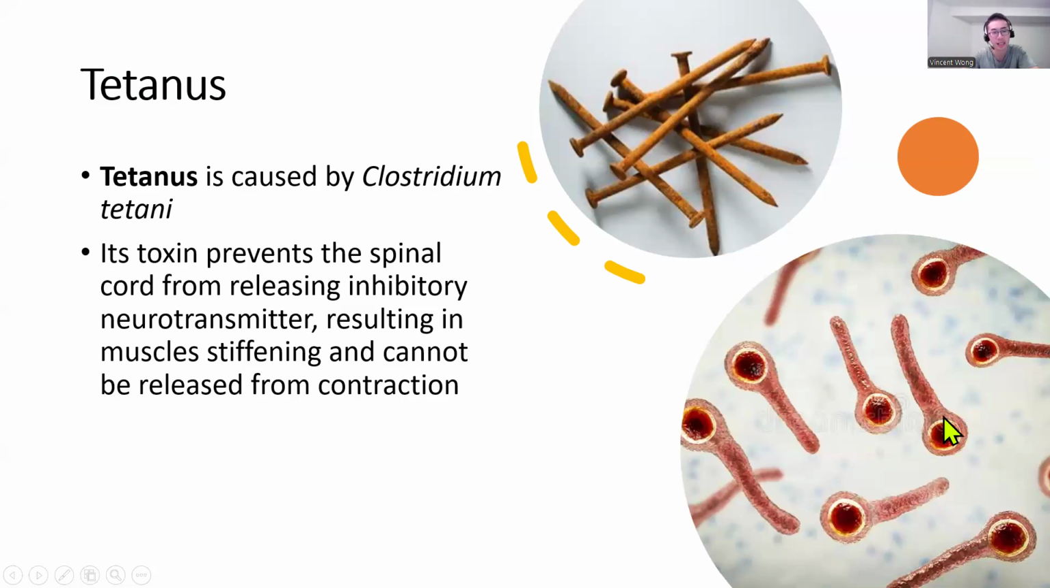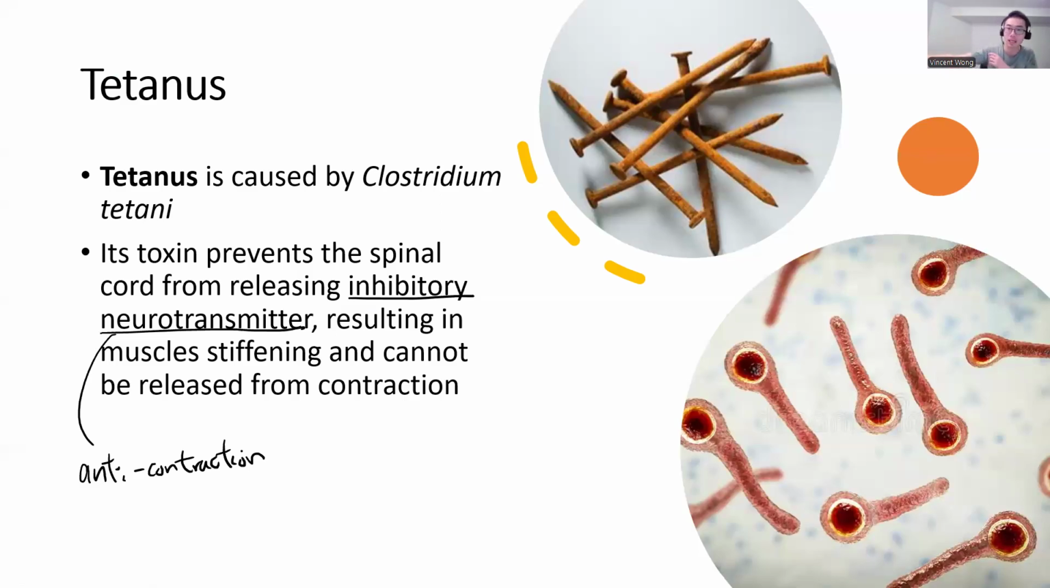These are bacteria, okay? They're not viruses. And in this case, the tetanus toxin prevents the spinal cord from releasing inhibitory neurotransmitters, resulting in muscle stiffening that cannot be released from contraction. So what that means is the spinal cord has these inhibitory neurotransmitters, which we can say are like anti-contraction, because they kind of block the acetylcholine, basically. You don't want to have acetylcholine all the time.